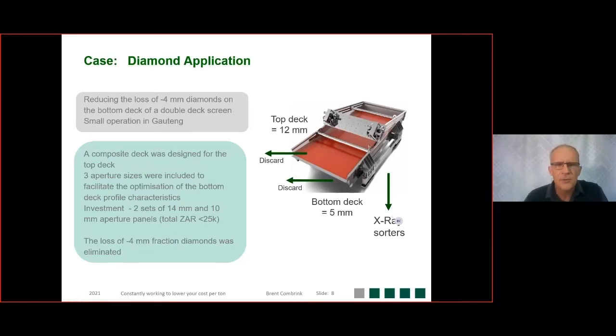Now, his problem was the following. He was losing diamonds in the bottom deck oversize in that discard. And he said, okay, you guys are the screening experts. You solve this problem. I'm not going to buy a new screen. Don't tell me it's under capacity or whatever the story is. I want you to solve it.